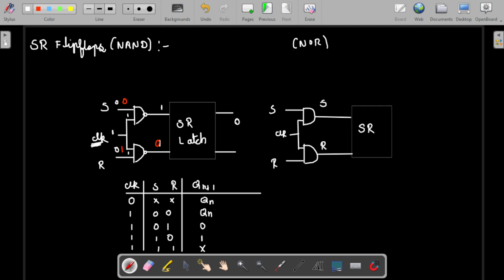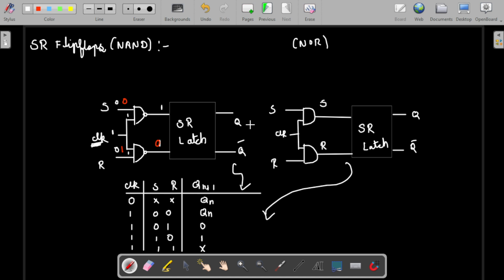This one here is Q bar, right? Similar to that, in both cases the output and the truth table will be the same. So this is the SR latch built with the help of a NOR gate. Here also we get the same, and here also we get the same. So the confusion between NOR and NAND gates can be avoided here. That is one thing.